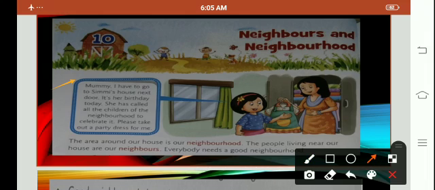Mummy, I have to go to Simi's house next door. It's her birthday today. She has called all the children of the neighborhood to celebrate it. Please take out the party dress for me.